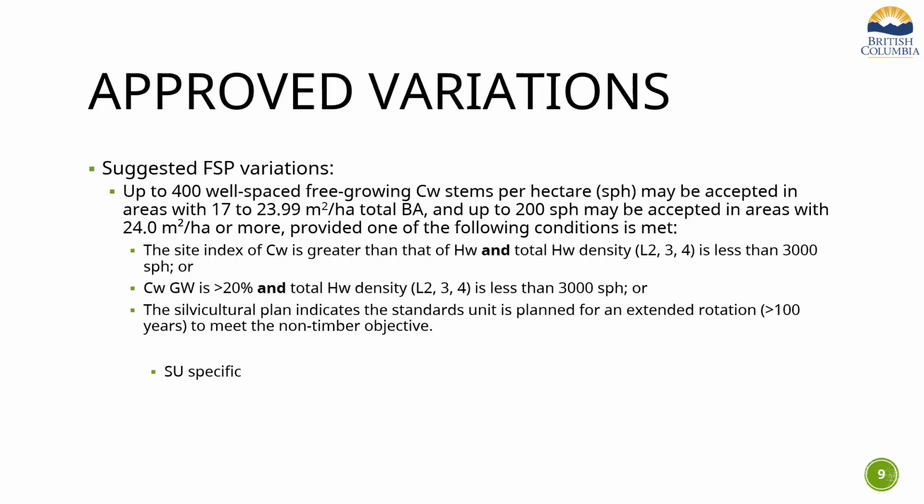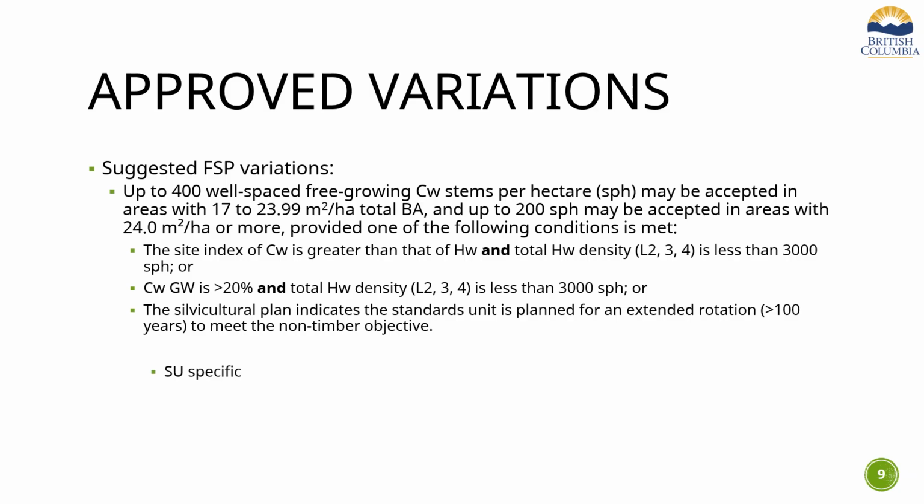Okay, here's our second recommended approved variation. This one allows up to 400 well-spaced free-growing stems per hectare of cedar in areas with 17 to 23.99 total basal area and up to 200 stems per hectare of cedar in areas with greater than 24 meters squared per hectare if one of three conditions are met. So the conditions are, number one, if the site index of cedar is greater than that of hemlock and there's less than 3,000 total stems per hectare of understory hemlock.